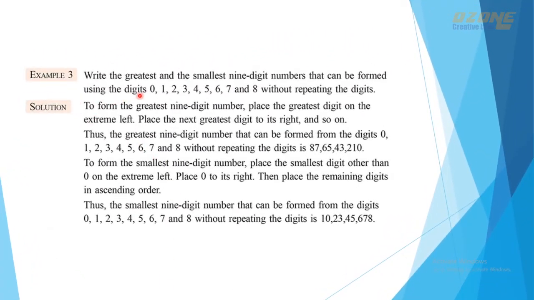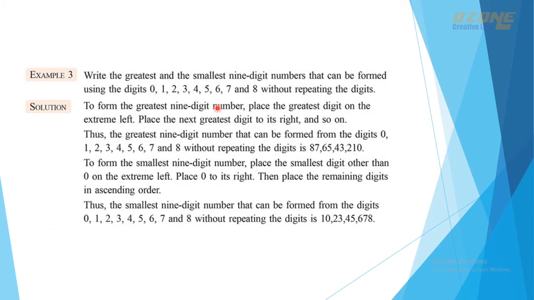Now example 3. Here, write the greatest and smallest 9-digit number that can be formed using the digits 0, 1, 2, 3, 4, 5, 6, 7 and 8 without repeating the digits. So here 9 digits are given, 0 to 8. We need to arrange those numbers in such a way that we get the greatest 9-digit number and a smallest 9-digit number. So to get the greatest 9-digit number, it is easy.